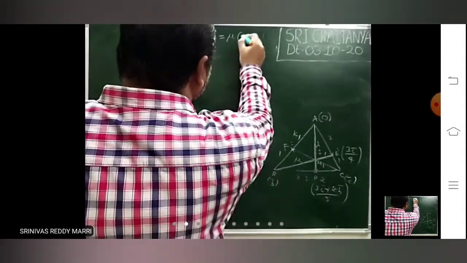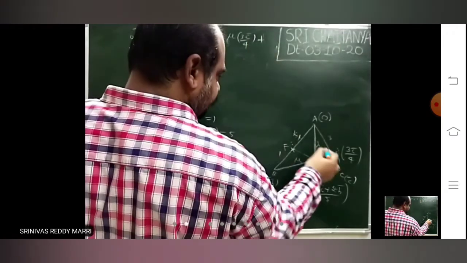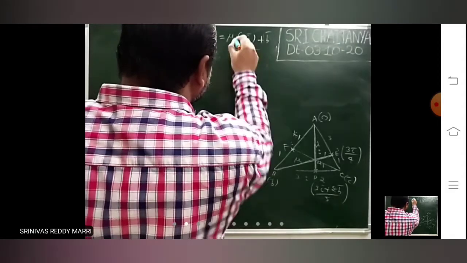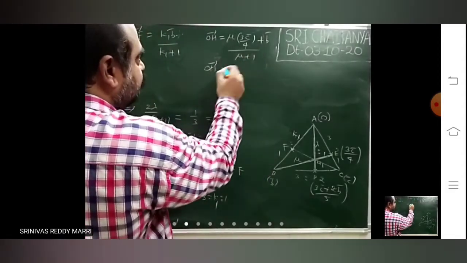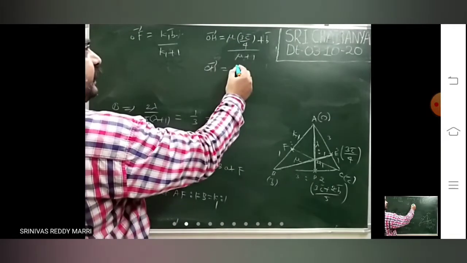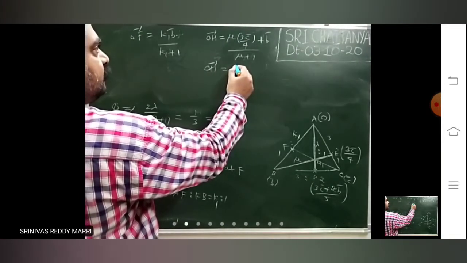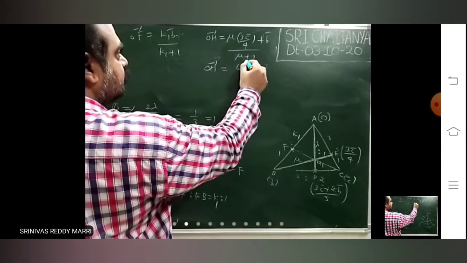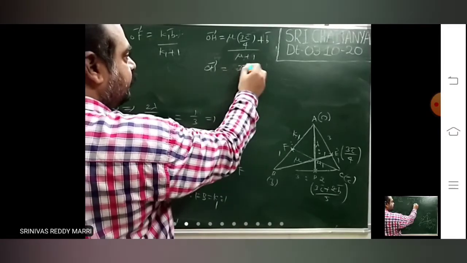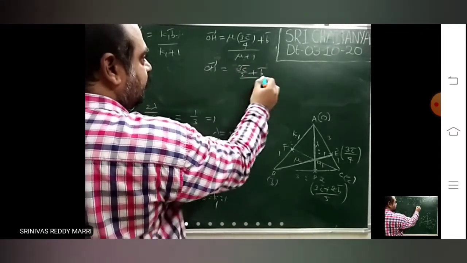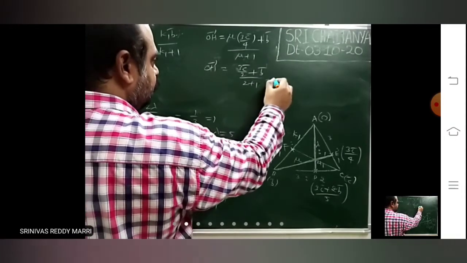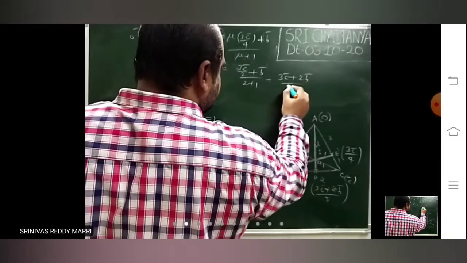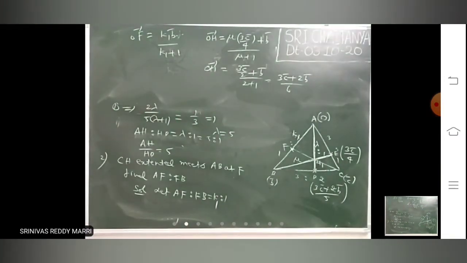Mu into the previously written is plus 1 into B bar divided by mu plus 1. Substitute mu. Mu you got 2, means if you substitute 2 here, 3C bar by 2 plus B bar divided by 2 plus 1. That means what you will get? 3C bar plus 2B bar divided by 6. So H, we can make use of that.